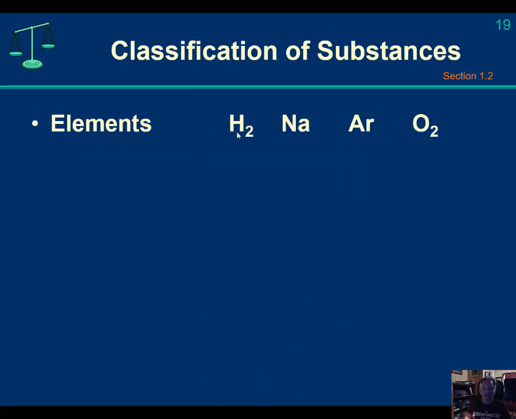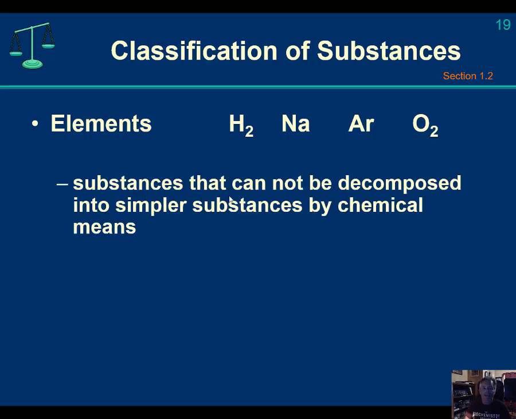So elements, things like H2, that's what we call a diatomic molecule, but it's still just hydrogen. If you only see a single symbol, we're talking about an element. This is sodium and argon and oxygen. Oxygen is also diatomic in the way that we breathe it, the way we consume it. It loves to run around the planet as a diatomic molecule. That's when it's most stable. Substances that cannot be decomposed into simpler substances by chemical means.